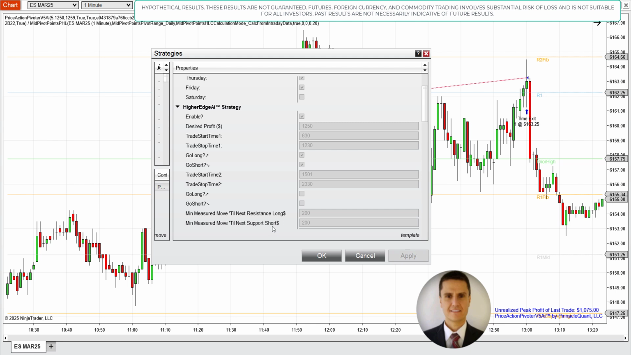Right? Let's walk through some examples. So let's say I had put it at 150. Today would have been great. It would have entered much sooner at 150. That $50 difference, it would have entered much sooner.